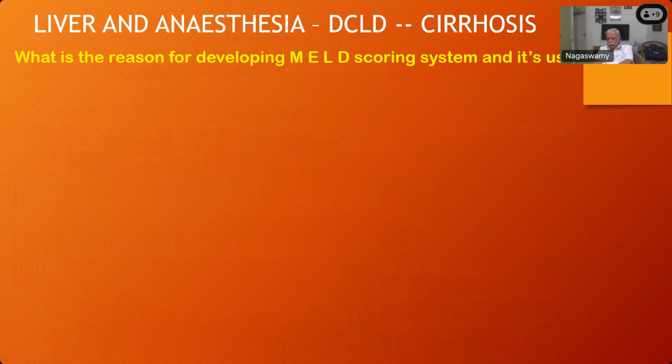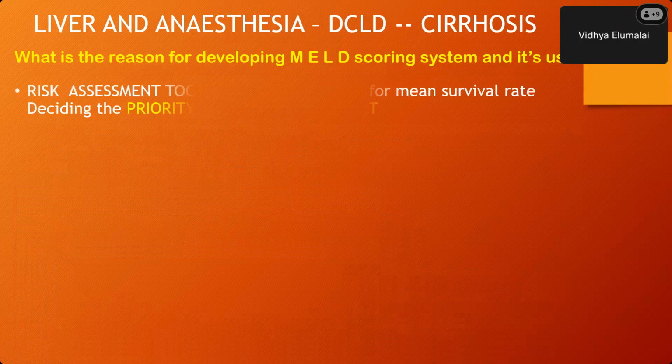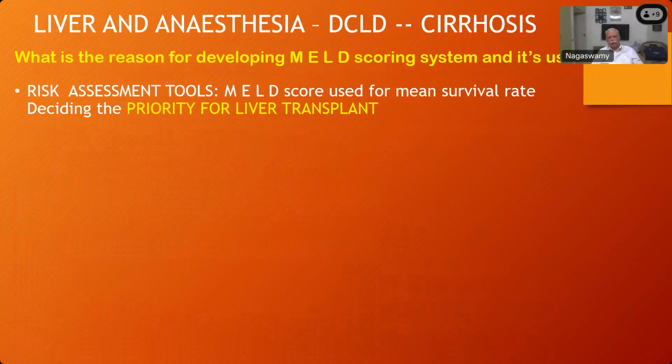Original risk stratification scoring was the CTP scoring. Later on, they changed from that to MELD scoring. What is the reason? Selection of candidate for transplantation. Very good. Excellent. Risk assessment tools, MELD score used for mean survival, deciding the priority for liver transplant.